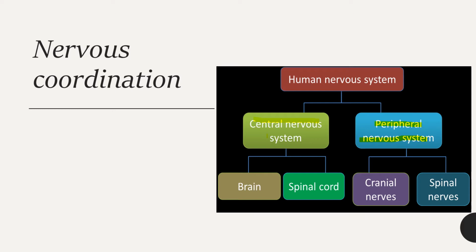When we come to the central nervous system, madhya snayu paddhatiya, it is composed of two main organs, the brain and the spinal cord. Brain means molaya and spinal cord is sushumna. So the central nervous system is composed of two organs, the brain and the spinal cord. And the peripheral nervous system is composed of two types of nerves.